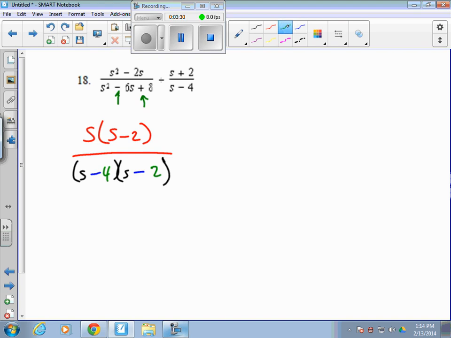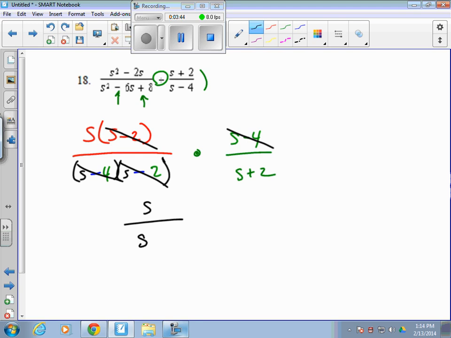Then it says divide. That means multiply by the reciprocal. S minus 4 over s plus 2. Cancel everything out that looks the same. S minus 2 cancels out. S minus 4 cancels out. You're left with s on top and s plus 2 on the bottom.